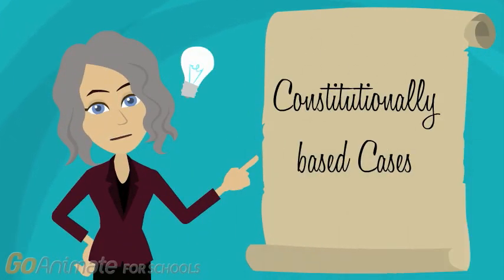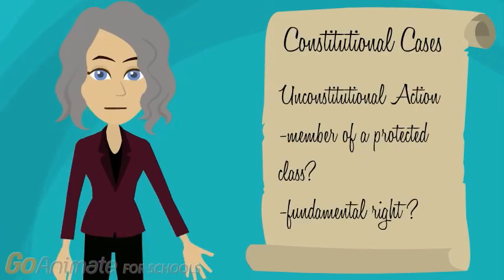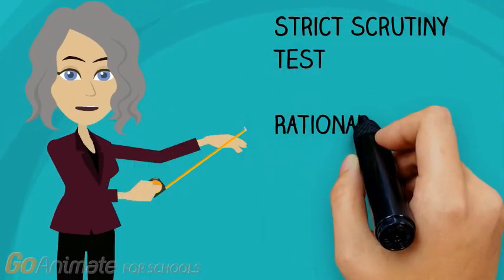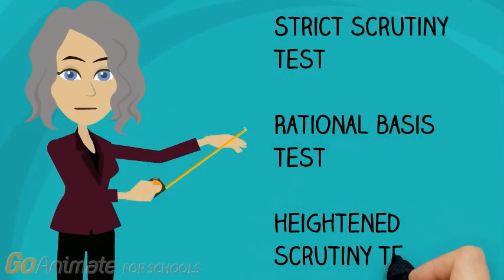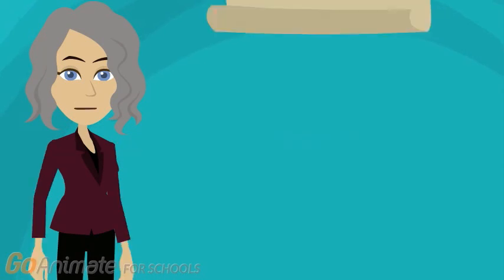Let's take a look at the types of scrutiny applied to constitutionally based cases. When a claim of unconstitutional action is made, two factors determine the level of scrutiny applied to practices and policies of the state. One, if the individual is a member of a protected class, and two, if there's a fundamental right at issue. Different cases might apply different kinds of theories: strict scrutiny test, the rational basis test, or even the heightened scrutiny test. It just depends.